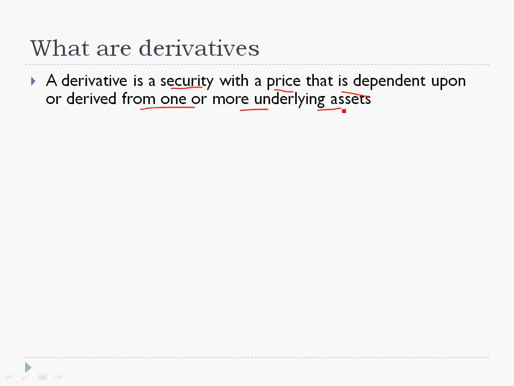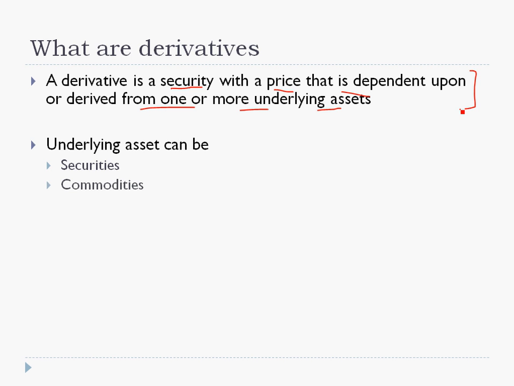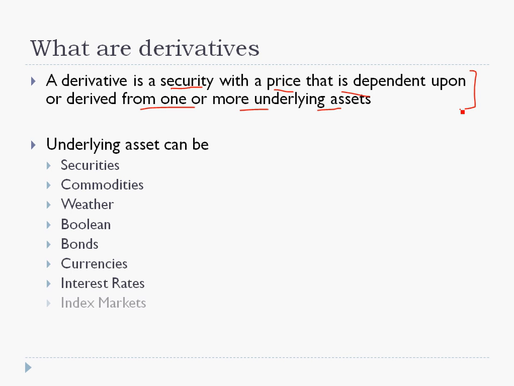So in our previous example, the underlying assets was tomato. So the value of derivative was based on the price of tomatoes. So underlying assets can be securities, which can be stocks, commodities like tomatoes or wheat or oil, weather, so there are derivatives on weather as well. There could be bullion, which could be gold, silver and all that stuff, right? There can be derivatives on bonds, currencies, interest rates, index markets.